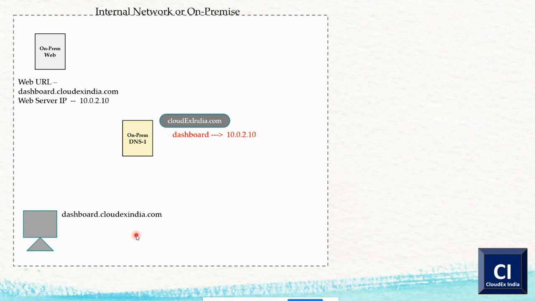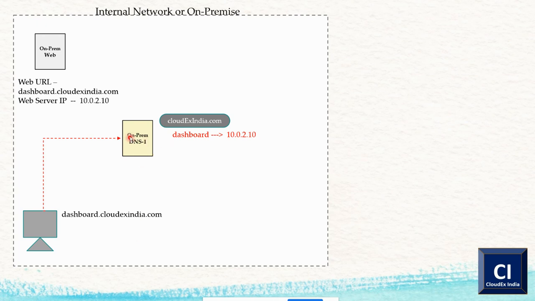Now this record is a static record. What happens when the client wants to access dashboard.cloudxindia.com? Since it does not have any information about where dashboard.cloudxindia.com is located or configured, or what its IP address is, what does it do in general? It reaches out to the preferred DNS server, whatever preferred DNS server you have set in your on-premises. The moment it sends the query to this on-premises DNS server one, it asks, do you know dashboard.cloudxindia.com?